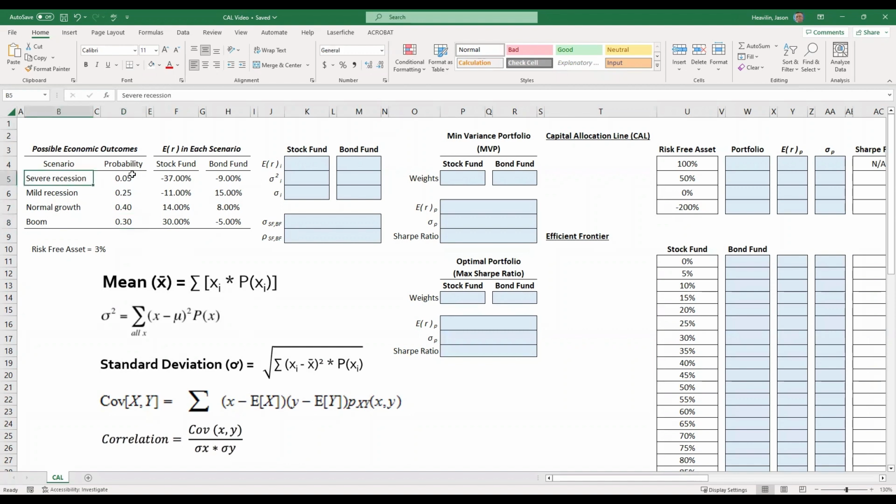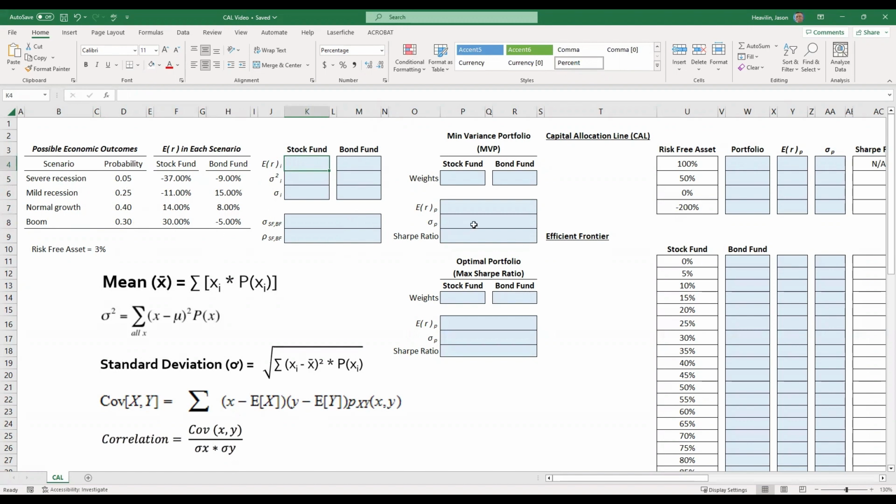If we have a severe recession, the stock fund is expected to have a 37% loss, negative 37%. And the bond fund would be expected to have a loss of 9%. And for each recession, growth, etc., we have a different potential outcome. So we will start with getting the expected return of the stock fund.